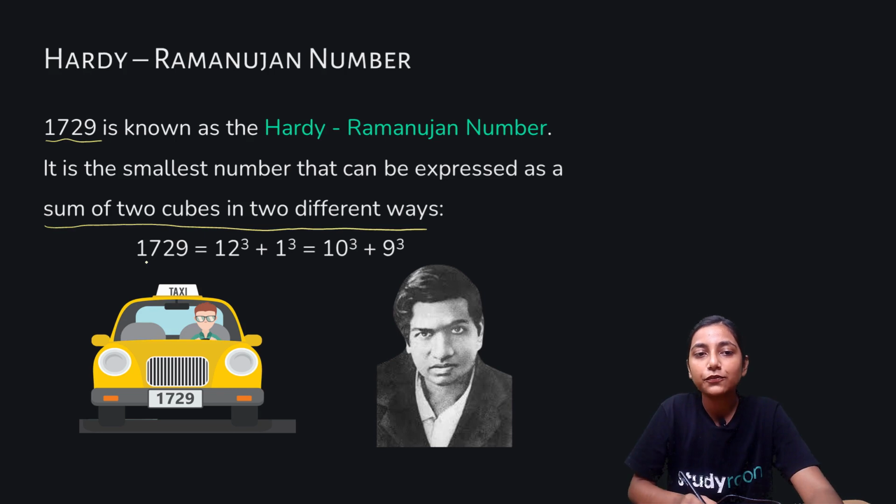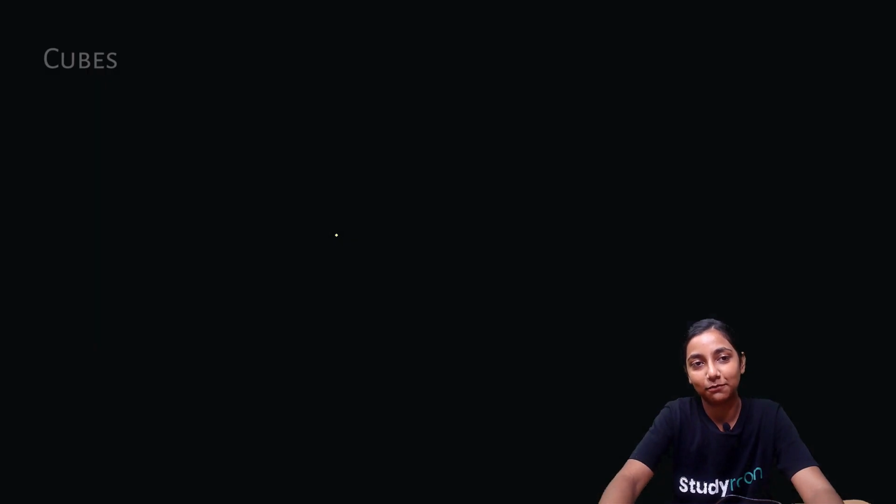Let's see how. So first of all, we have this number 1729. Now this number 1729 can be expressed as 12 cube plus 1 cube, or we can even write this number as a sum of 10 cube and 9 cube. See, if you solve the 12 cube and you add 1 cube to it, you will get this number 1729. Or even if you do 10 cube and then add to it the cube of 9, you will again get the same number, that is 1729. This is why this number is special and this number is known as Hardy-Ramanujan number.